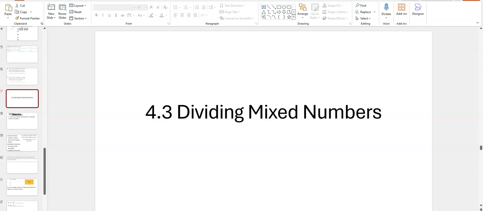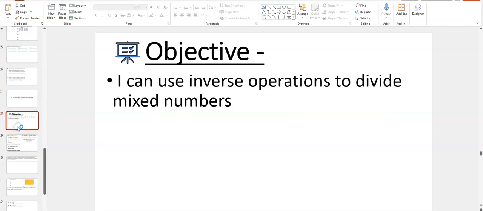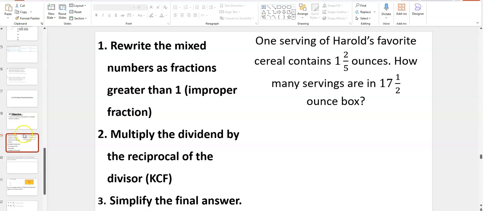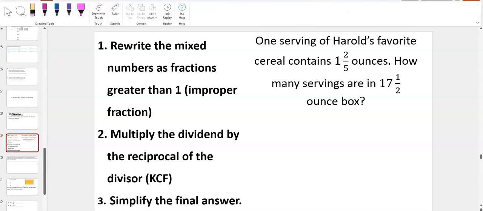Let us continue our adventure of dividing fractions by dividing mixed numbers today. So we are going to continue to use that inverse operation to divide fractions, but we're going to focus on fractions that have mixed numbers. So here are our steps. We are going to rewrite the mixed numbers as fractions greater than 1, basically turn them into improper fractions. Then you're just going to multiply using that brain tool of KCF, and then simplify as needed.